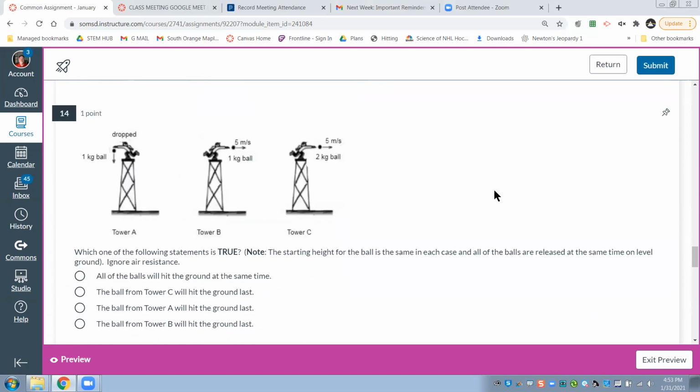Number 14. Three towers have the same height. Well, we know that all objects, if they are dropped from the same height, will land at the same time. The only difference here is that this ball was thrown sideways and this ball was thrown sideways. But we know that the vertical velocity only depends on gravity, and as long as these balls are thrown or dropped from the same height, they will land on the ground together.